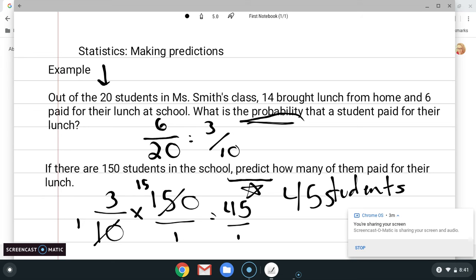Will this be accurate? Who knows? Only one way to find out is to run the experiment. But this kind of gives you an idea. So you can really look at a smaller population and use that to predict for a much larger one.